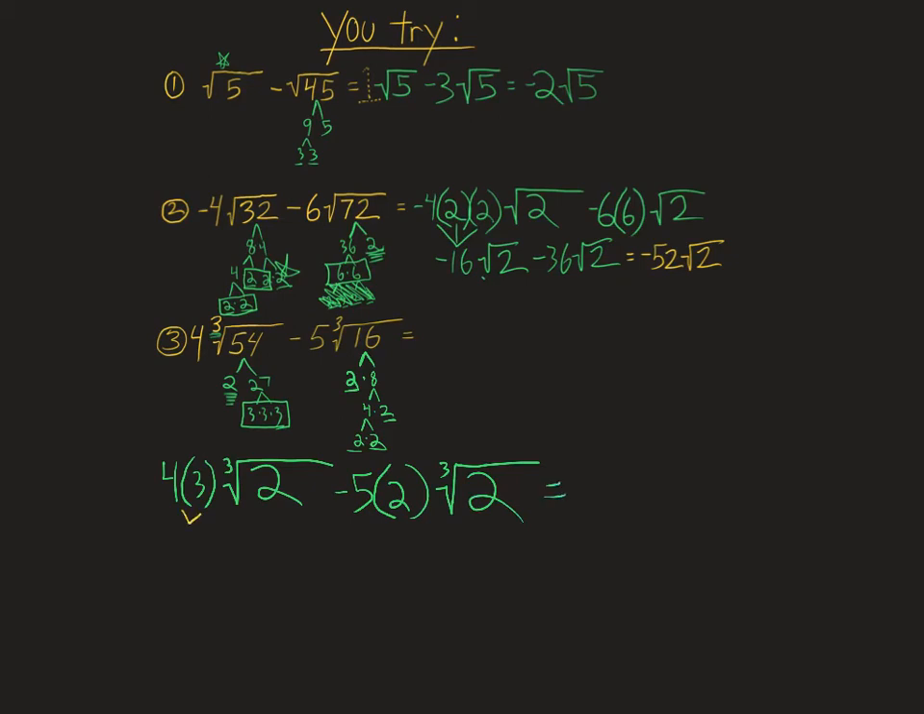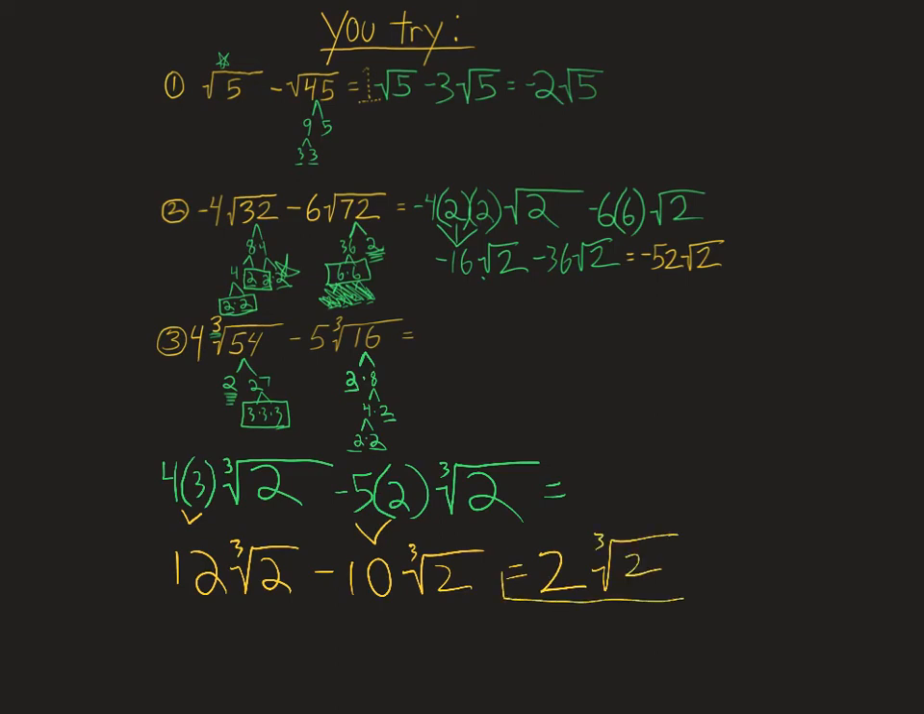And now we just finish it up. 4 times 3, we've got 12 cube root 2. Negative 5 and 2, we have negative 10 cube root 2. And we have 12 minus 10, 2 cube root 2. Okay. Is this starting to click and make sense for you guys? I hope so. All right.